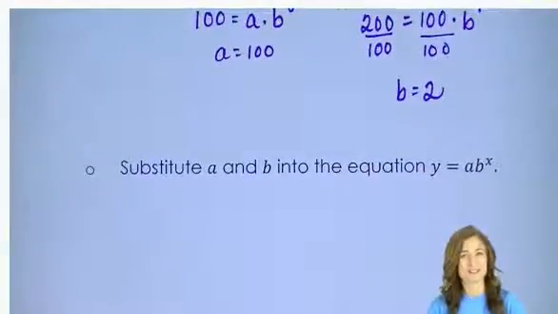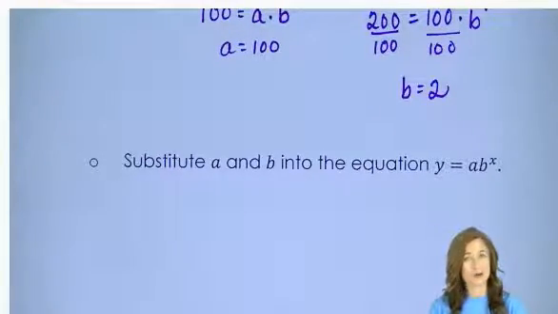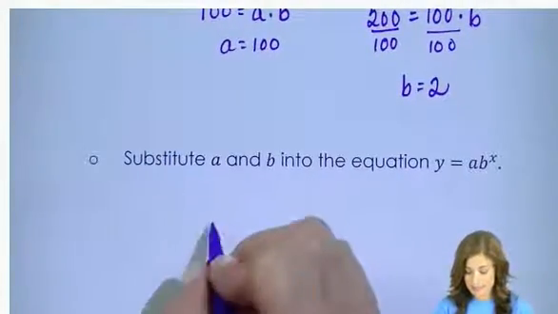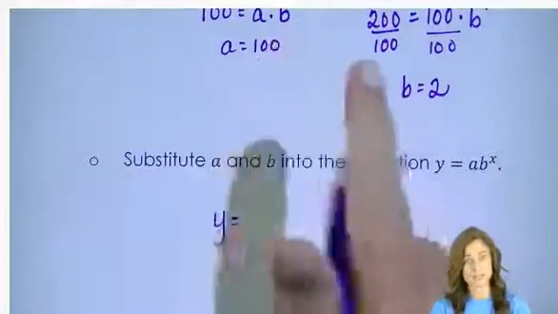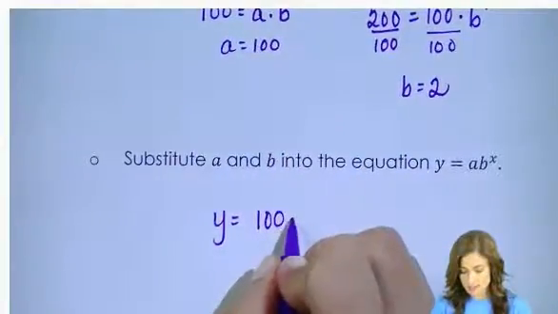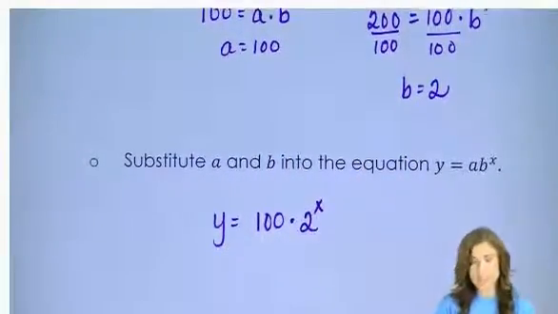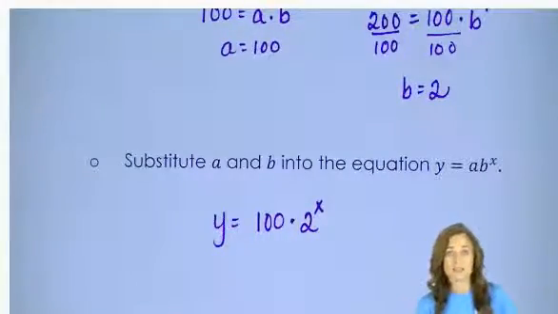Now let's substitute a and b into the equation. Y equals ab to the x. So y equals a is 100, 100 times 2 to the x. And I've written the equation for that exponential function. Okay, let's practice with another one.